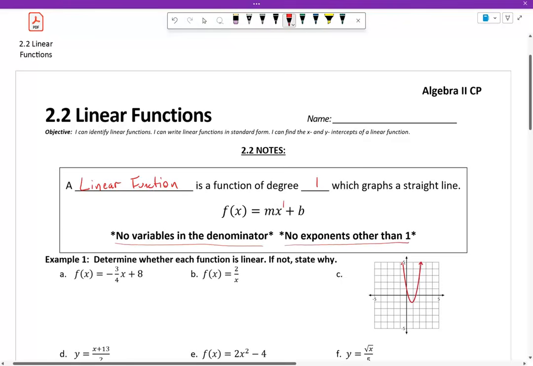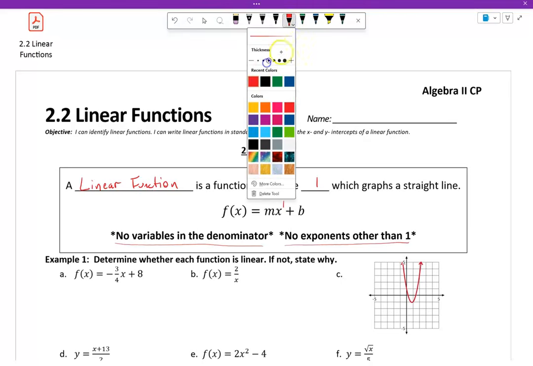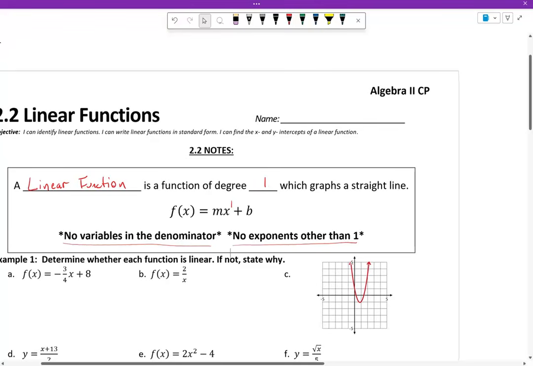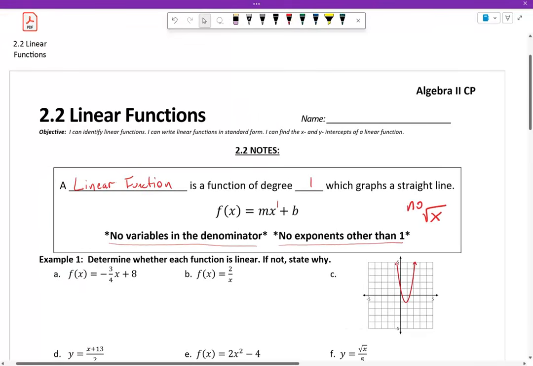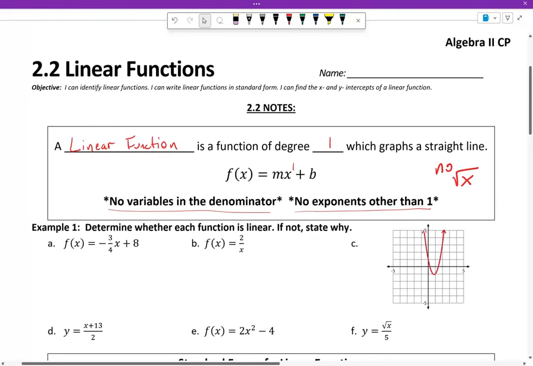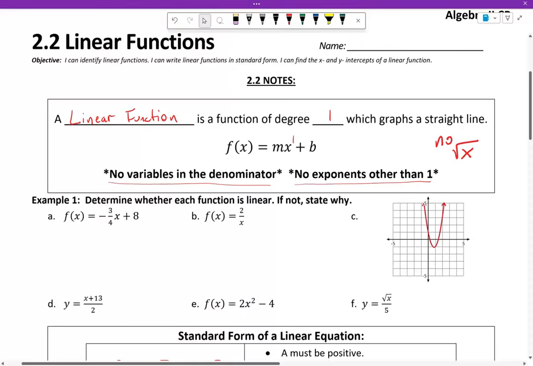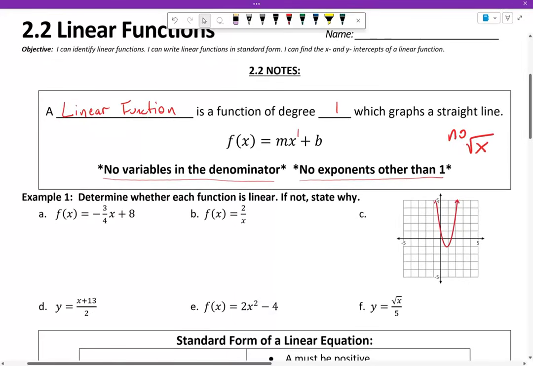So x squared, x to the third, x to the 2/3, that's all nonlinear. Exponents like 1/2, which would be a square root, we don't want to see any of that as well. Anything that's kind of weird with your variable is going to give you a nonlinear function. So let's take a look at some examples and see if we can determine which ones are linear, and if not, we'll state why.